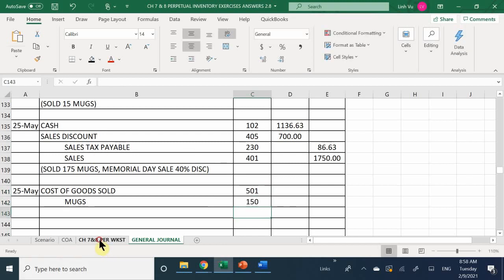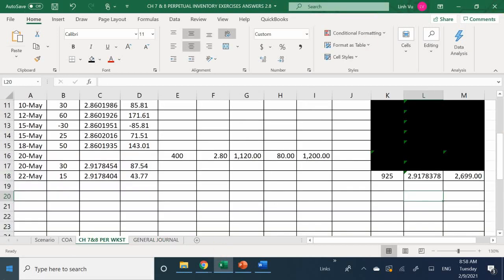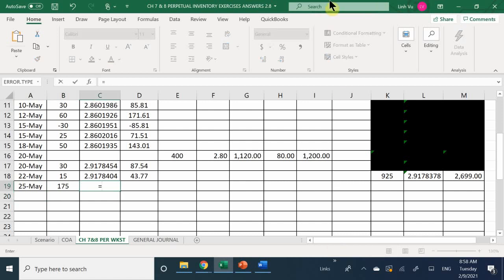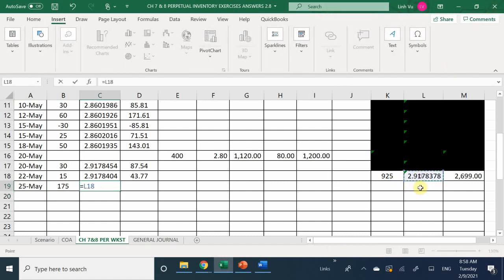So now I'm going to go to my inventory worksheet and let's go ahead and solve for my sale for the 175 mugs. So at what cost am I going to calculate for each mug? The 2.9178378. Good. So what's my total cost of goods sold here? 510.62. Good.